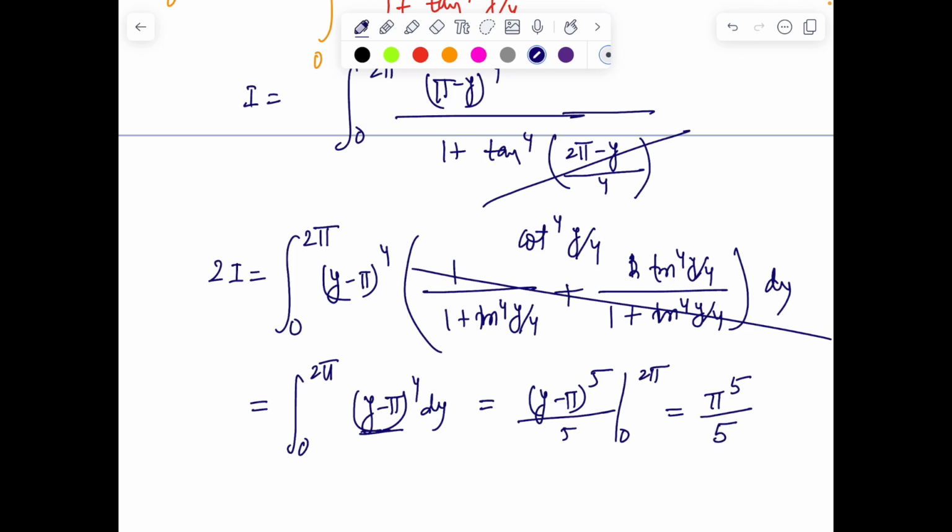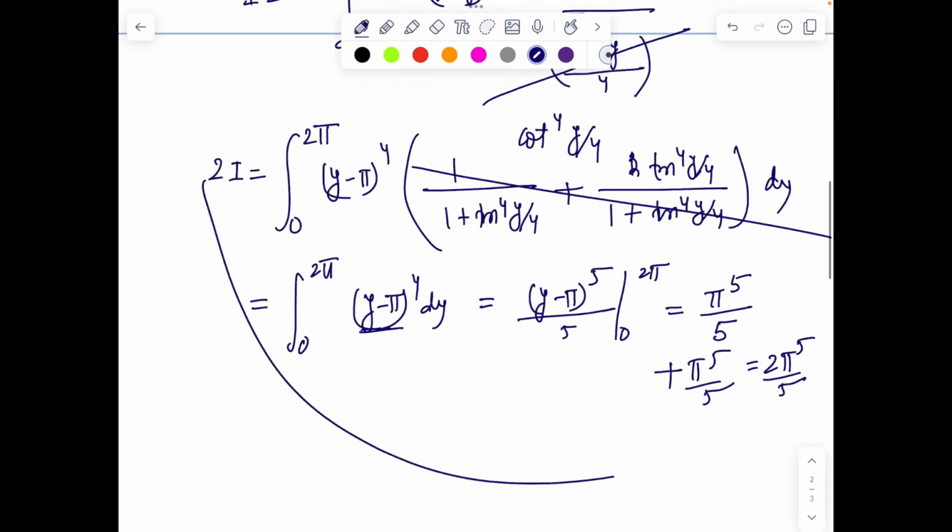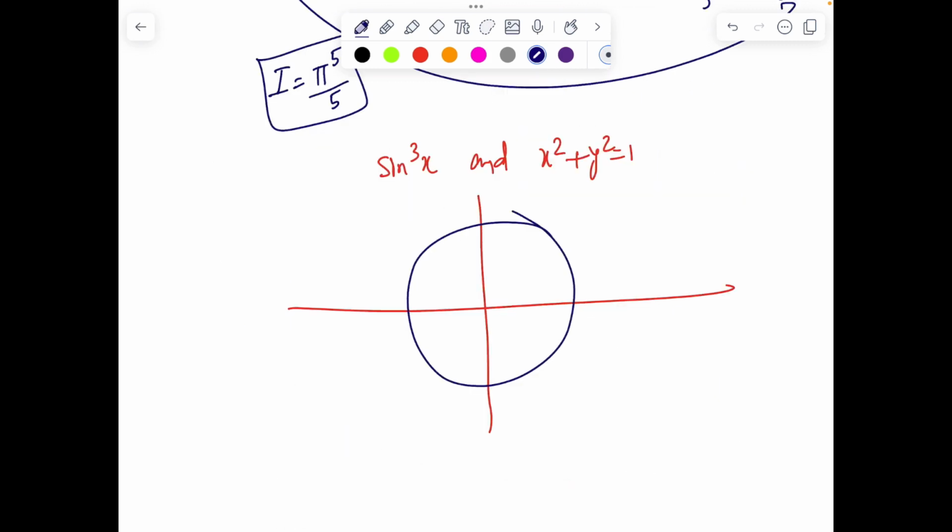pi to the power 5 by 5, minus at 0, again it will become pi to the power 5 by 5, so it's 2 pi to the power 5 over 5. Since we have 2I equals this, hence the area of the bounded figure is pi to the power 5 over 5. Okay, so clearly if I draw the x squared plus y squared one part, we'll have a unit circle.